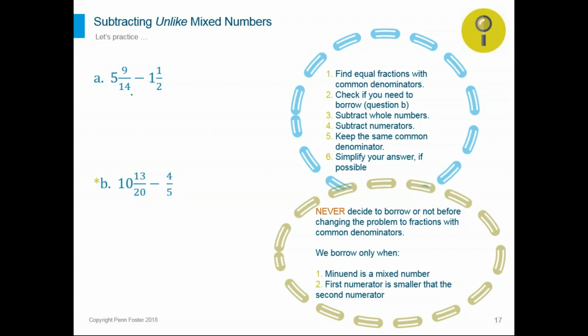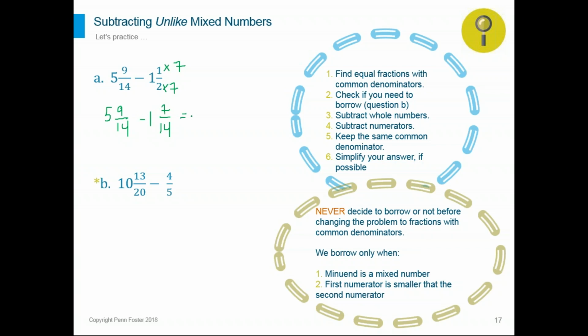14 is a multiple of 2 because I'm able to multiply 2 times 7 to get the 14, and do the same thing on the top. Rewrite the problem: 5 and 9 over 14 minus 1 and 7 over 14. Now decide. After we've changed our problem to a problem with common denominators, now we decide borrow or no borrow. 9 minus 7, doable. Then it's a no borrow question.